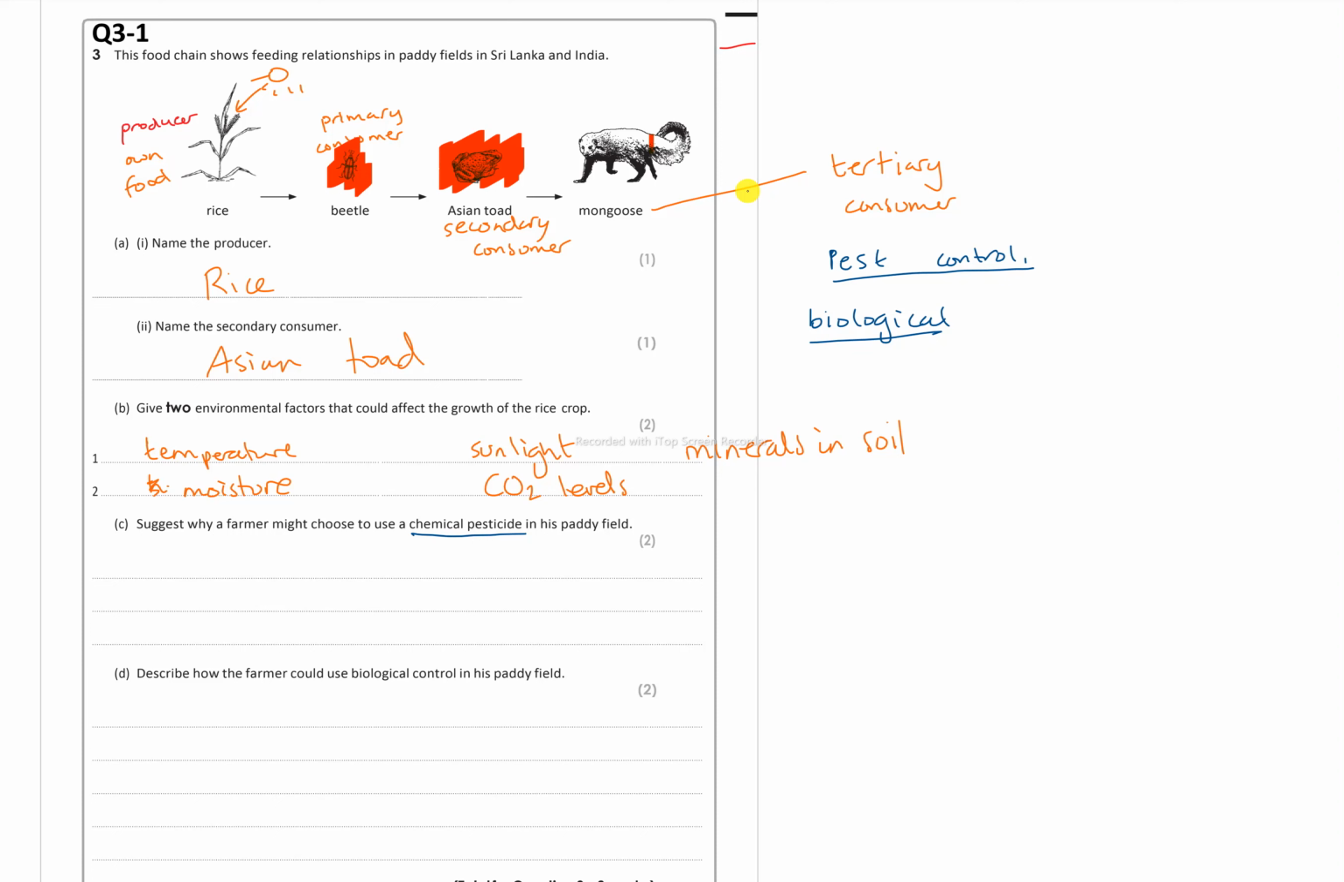And then the mongoose likes to eat the Asian toad. So if the mongoose is too successful, it starts eating the Asian toads, which then will stop eating the beetles, which will ruin more crops. So you don't want that. Right.